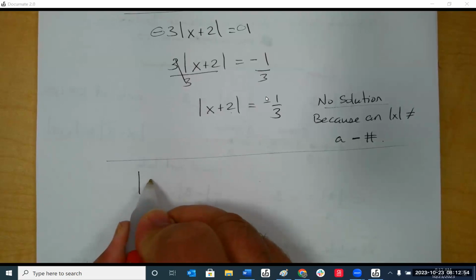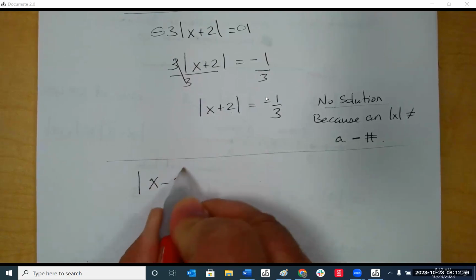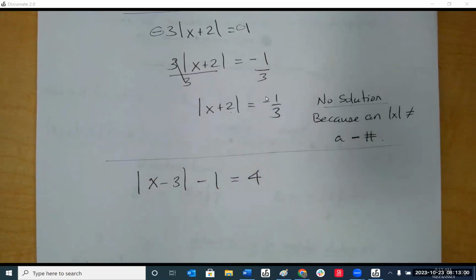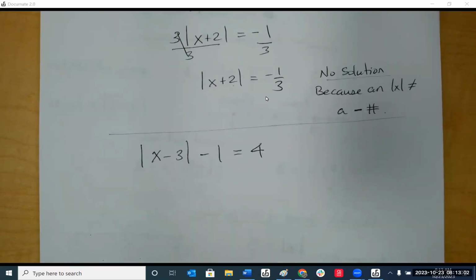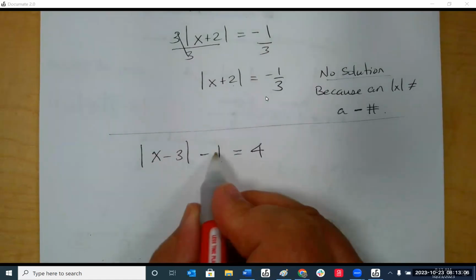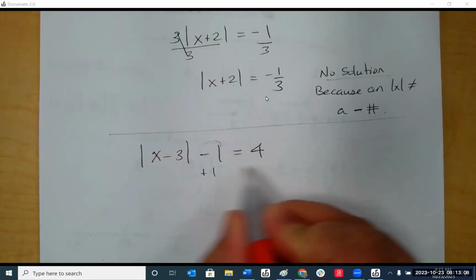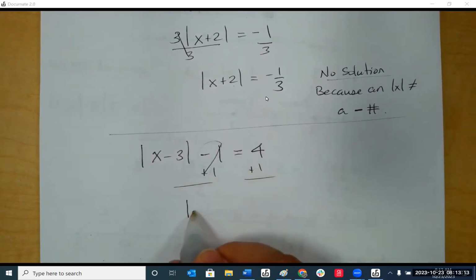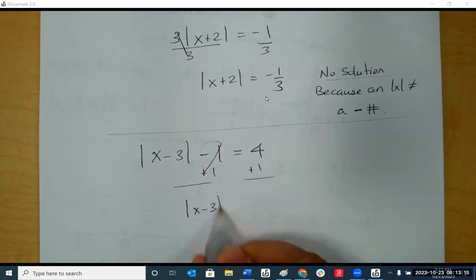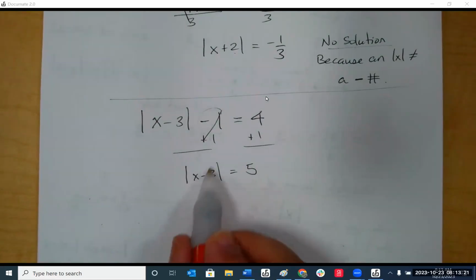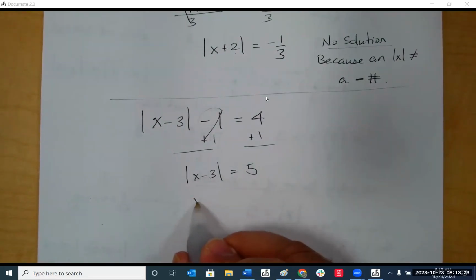This one. |x - 3| - 1 = 4. Isolate the absolute value first. So we get rid of the -1, so we add 1 to both sides. Four plus 1 is 5. We got the absolute value isolated, so we can drop the absolute value.